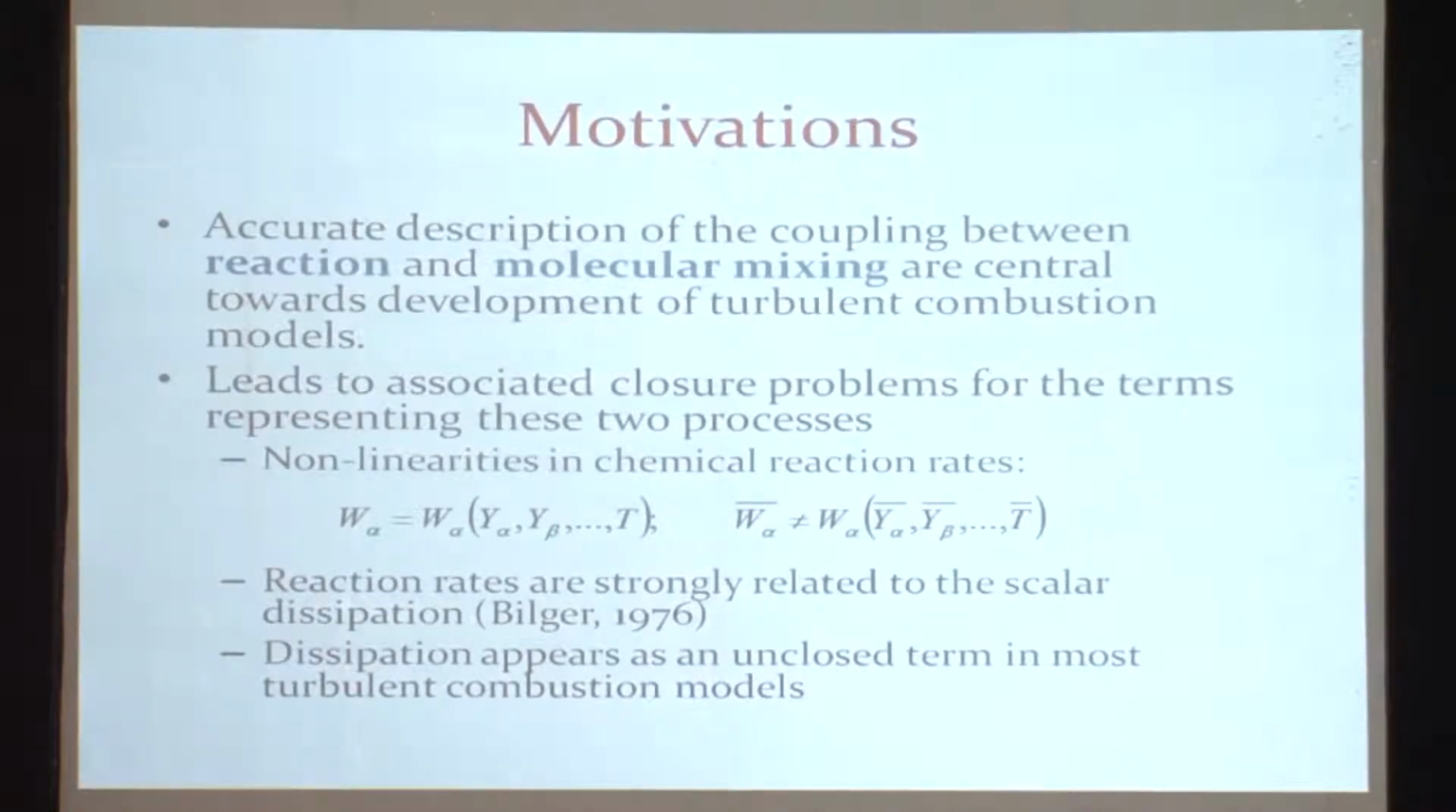So we cannot directly calculate the mean chemical source term using the mean scalar and the mean temperature, right? So therefore we need to resort to some modeling approaches. So in past studies it has been iterated that the reaction rates are strongly related to the scalar dissipation. Also the dissipation appears as an unclosed term in most of the turbulent combustion models.